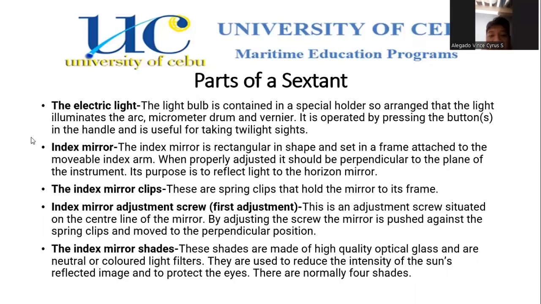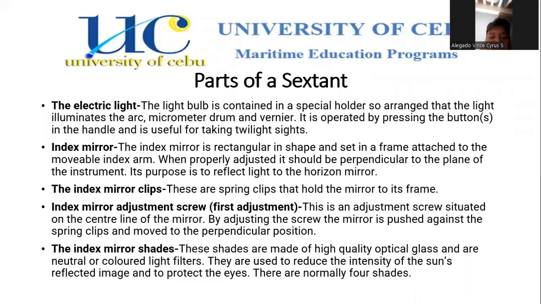Its purpose is to reflect light to the horizon mirror. The index mirror clips. These are spring clips that hold the mirror to its frame.